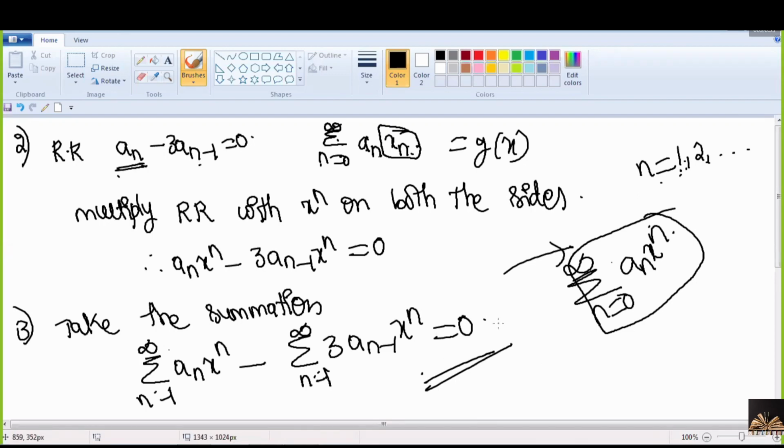Make it fast. Always the first step is you need to define the generating function. The definition of the generating function is to be written, and what is the closed form of the generating function? That is 1 by 1 minus ax, right? In the second step, multiply the given recurrence relation with x^n, and in the third step, you need to apply the summation on both sides of the recurrence relation. Apply the summation.